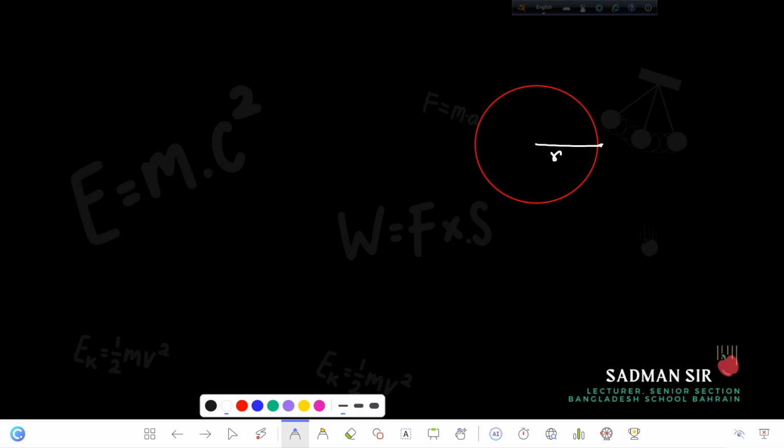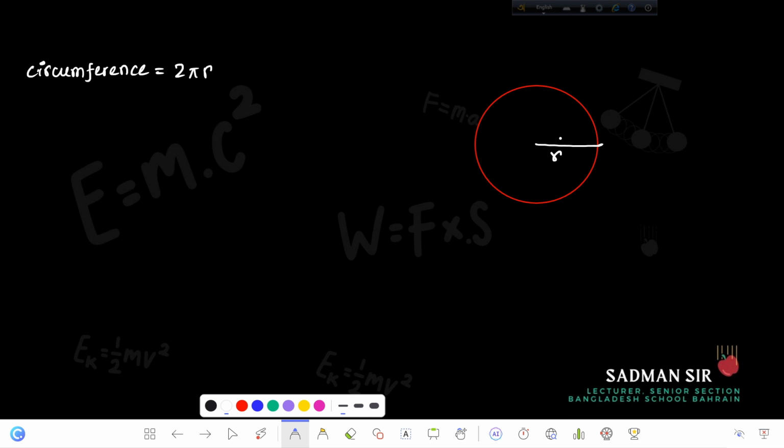Okay, so if I want to give a definition of circumference, I can give it this way: the length of the circle. This circle, this red line, how many meters or kilometers it is, that is the circumference of the circle. So what is the formula to calculate the circumference? The formula to calculate the circumference of a circle is 2 pi r. Okay, pi has a value of 3.1416 and r represents the radius of it.